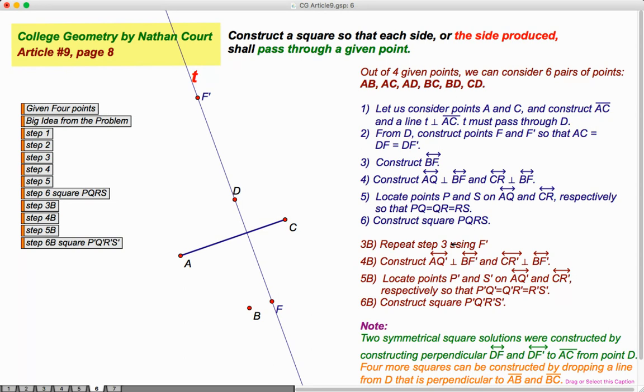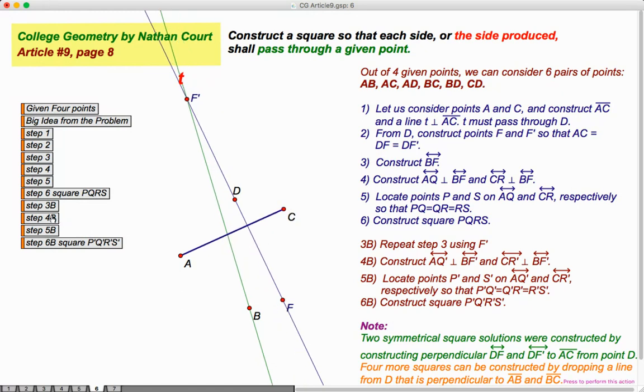It's like iteration, and that's the beauty about doing it in computer geometry, okay? Because, you know, I can focus on one aspect, one task at a time. So now I'm doing this, but this time using point F prime. So construct line BF prime, and that's this one. And then using the same procedure, but this time I will now use AQ prime and CR prime.